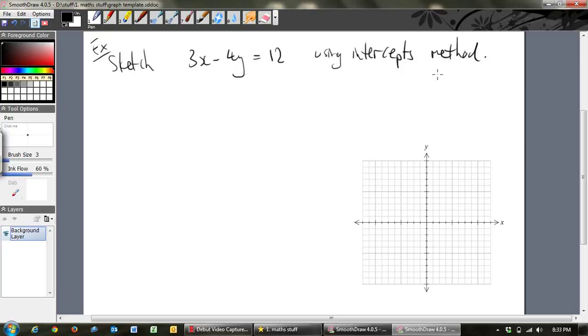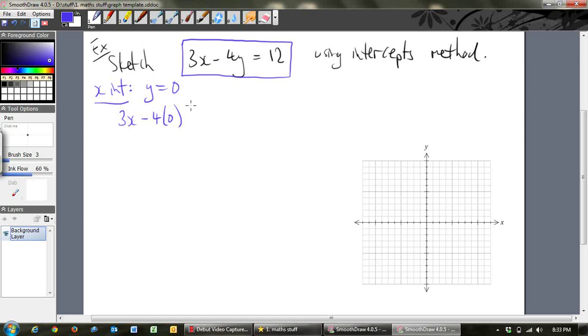So step 1 was to find our x-intercept. How do we find the x-intercept? The x-intercept happens when y is equal to 0. So we put y is equal to 0 into this equation here. This is our equation, the relationship between x and y. So what we've got is 3x. We don't know the value of x, we're trying to find it out. Minus 4 times y, but if y is equal to 0, 4 times 0, is equal to 12.